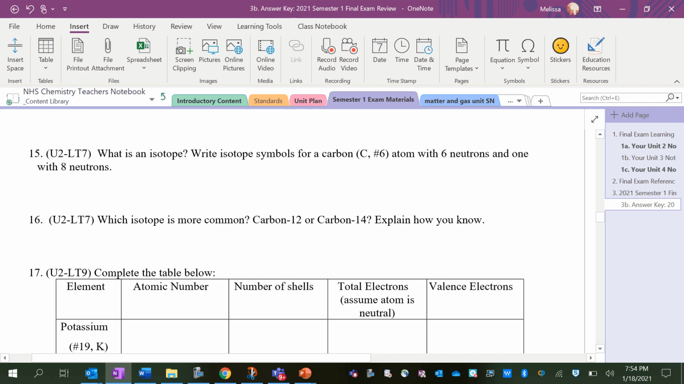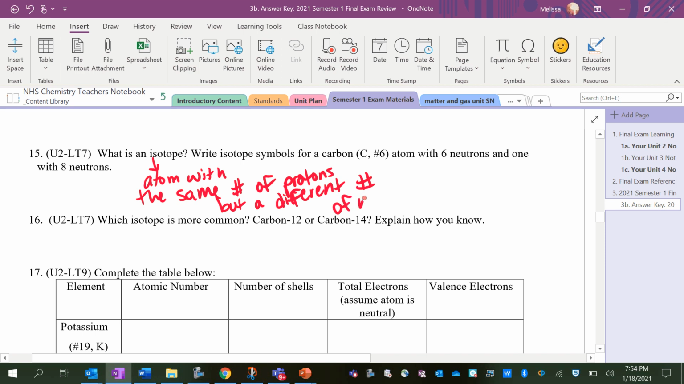All right, number 15. What is an isotope? It's an atom with the same number of protons, but a different number of neutrons. And therefore, a different mass number.